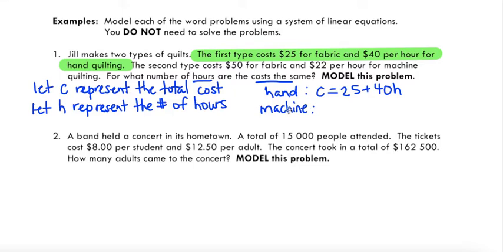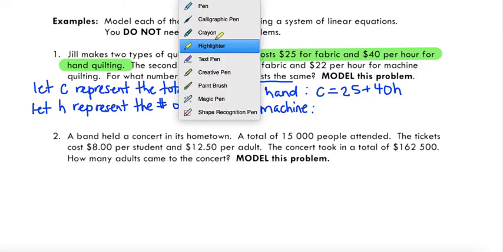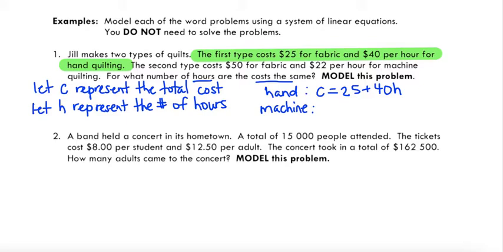We also have to come up with an equation for the machine sewing or the machine quilting. So again, let's take a look at that information. The second type costs $50 for fabric and $22 per hour for machine quilting. So that's the information I'm going to use for this problem. So the total cost is $50 for the fabric plus $22 per hour. So $22 times my H. So this will determine my total cost.